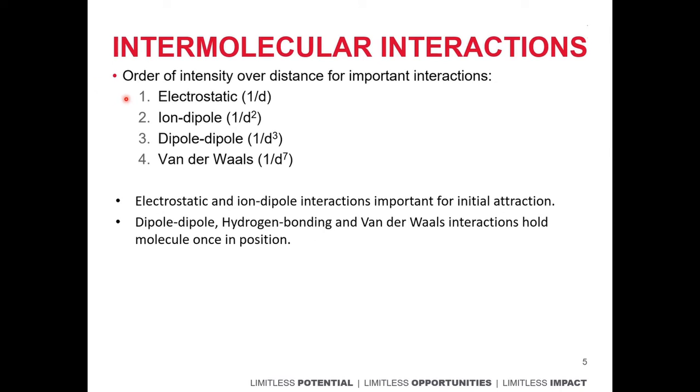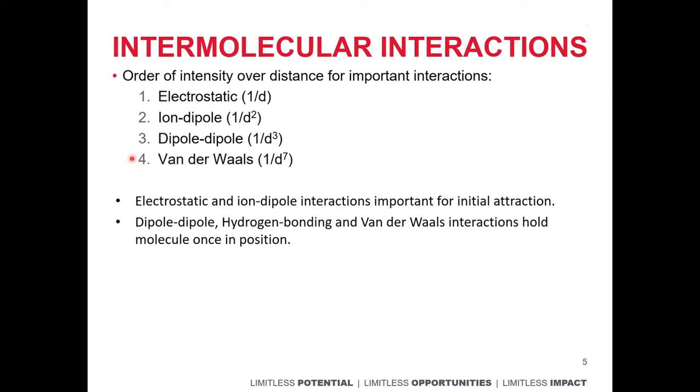Now, if we look at the distance dependence for each of these binding interactions, we can see that the distance dependence for electrostatic interactions is 1 over d. Now, for ion dipole interactions, we have 1 over d squared. For dipole-dipole, 1 over d cubed. And for van der Waals interactions, 1 over d to the power of 7.